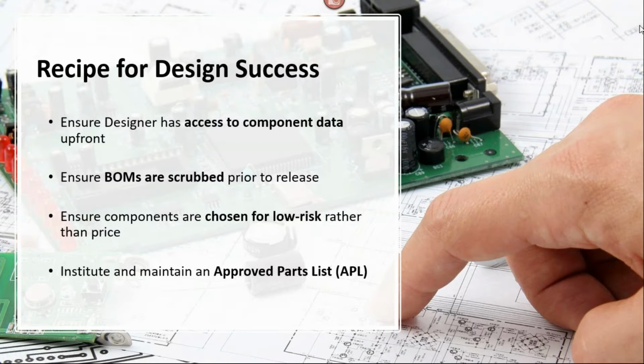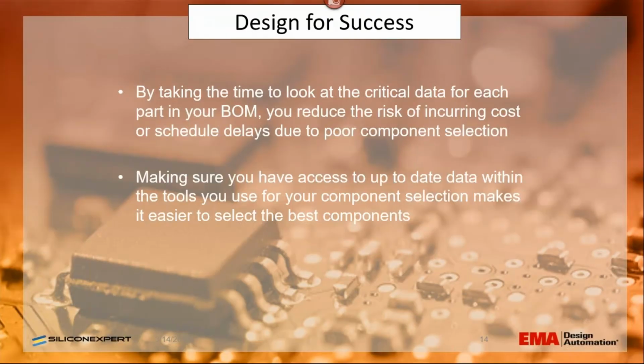And having an approved parts list does help limit poor component choices. You just got to make sure you maintain it. So, make sure that you're keeping it up to date and looking at the current lead times, looking at obsolescence. That way, if somebody is pulling from an approved parts list, they're doing that based on a good parts list, not a 5-year-old approved parts list.